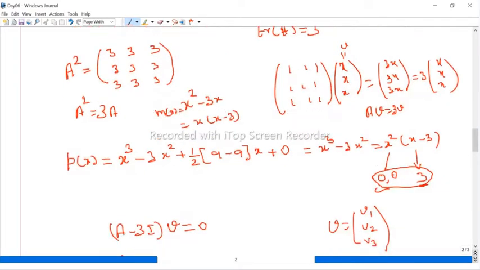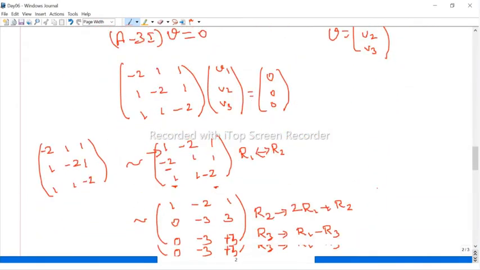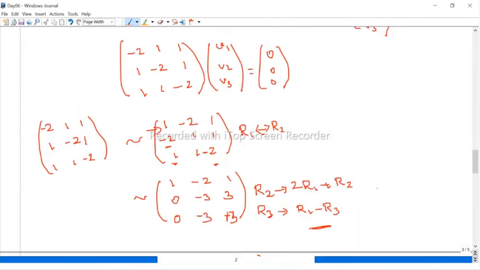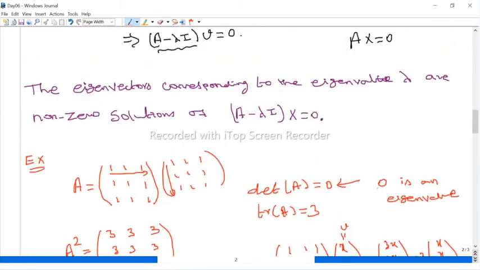But the eigenvectors are always non-zero. Keep in mind, this is a method to find them. Therefore, the eigenvectors of a matrix corresponding to the eigenvalue lambda are nothing but the non-zero solutions of the system of homogeneous equations. This is very, very important.